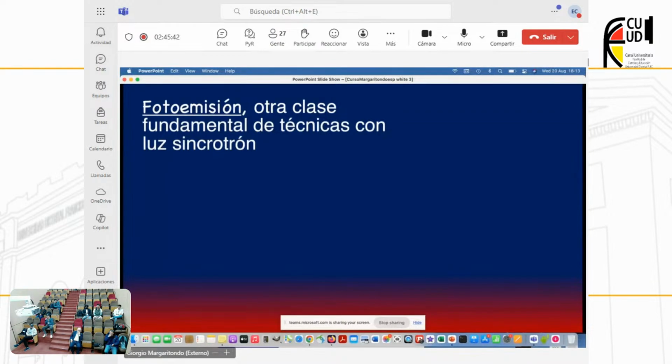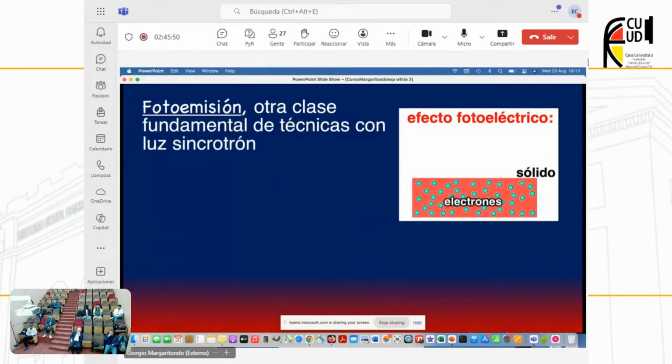Photoemission is a class of experimental techniques that are based on the photoelectric effect. What is the photoelectric effect? Well, suppose that you have a solid, and in the solid there are electrons, and now you send a photon. The photon can give energy to an electron. The electron can overcome the barrier that prevents it from leaving the solid and going into vacuum. So it can go into vacuum and become what is called a photoelectron.